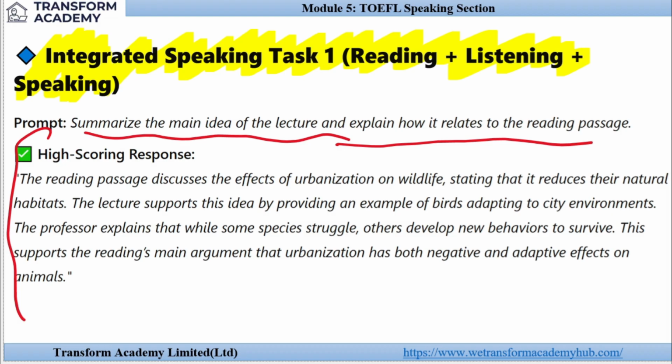The reading passage discusses the effects of urbanization on wildlife, stating that it reduces their natural habitats. The lecture supports this idea by providing an example of birds adapting to city environments. The professor explains that while some species struggle, others develop new behaviors to survive. This supports the reading's main argument that urbanization has both negative and adaptive effects on animals.